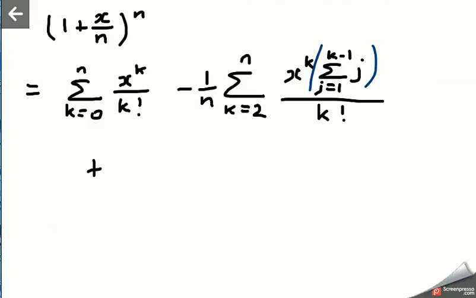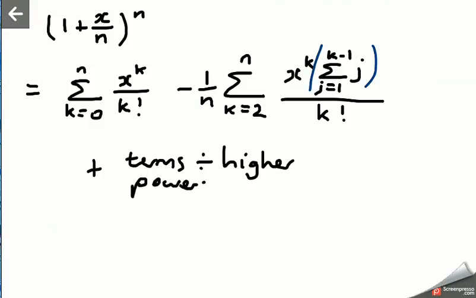and I'm going to say terms divided by higher powers of n, so n squared or higher. This one is only divided by 1 over n, so that's the one we should really watch out for, I guess, just in case that thing doesn't converge.